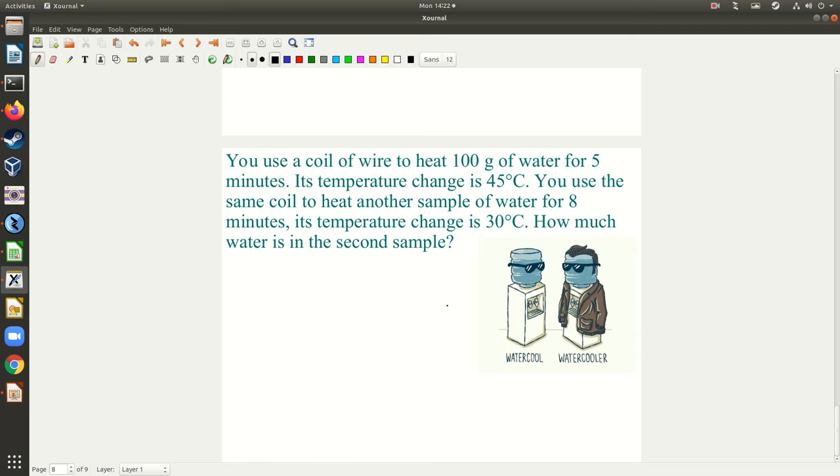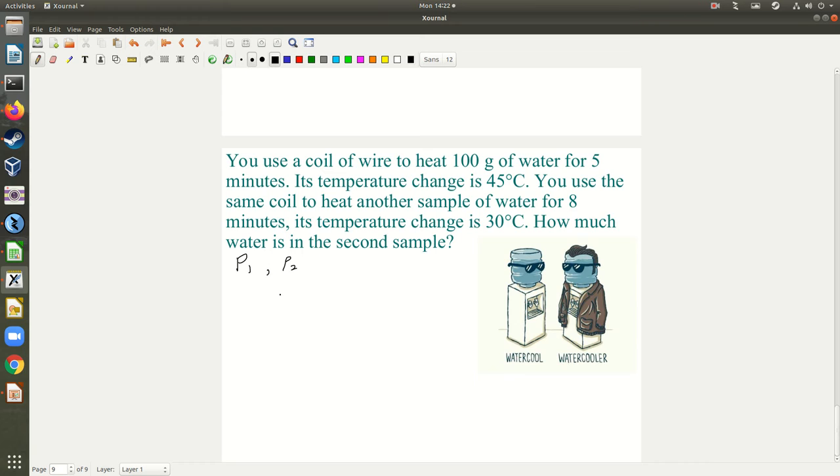You use a coil of wire to heat 100 grams of water for 5 minutes. Its temperature changes 45 degrees Celsius. Then you use the same coil to heat another sample of water for 8 minutes, and its temperature changes 30. How much water is in the second sample? Okay, so you're using a power supply. So you're doing two situations. You have power 1, and power 2. Power 1, power 2. We use the same coil of wire.